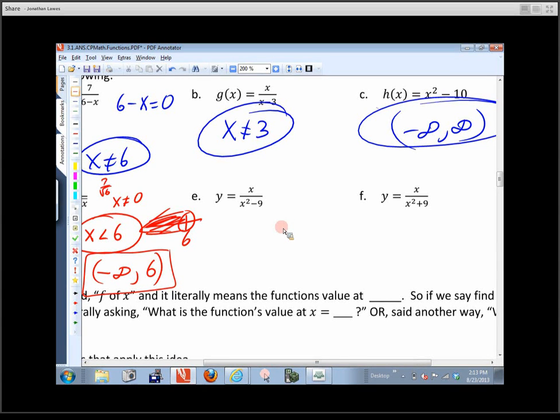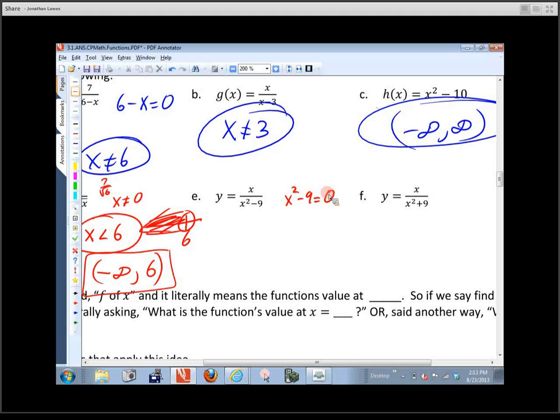Which function do I have a problem with? Division, right? If we didn't have division on here, we'd be all set. Am I worried about the top or the bottom? I'm worried about the bottom. So I want to know, when does x squared minus 9 equal 0? Because that's what I don't want, okay?